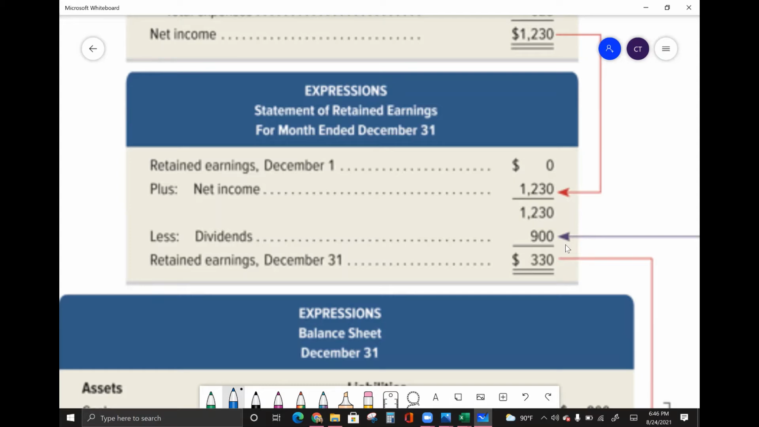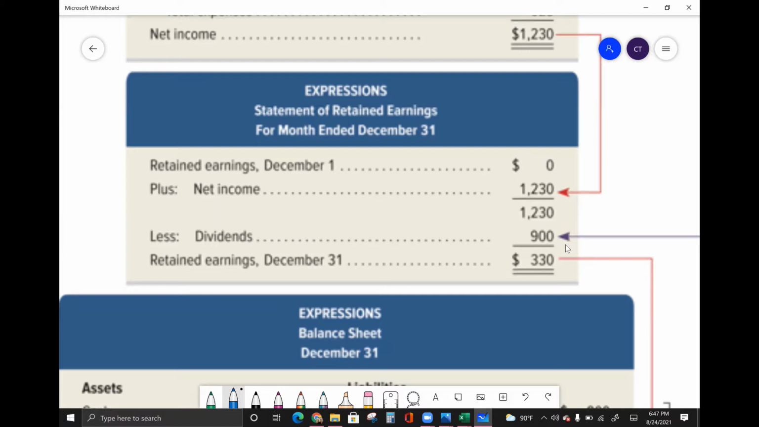Okay, so back to the statement of retained earnings. We have a beginning balance of 0 because this is our first year, there's nothing there. I'm going to add my net income, which comes from the income statement. When you run your statement of retained earnings in the new year, that balance rolls into the balance sheet for the retained earnings. Now it'll have a balance there after the first year.